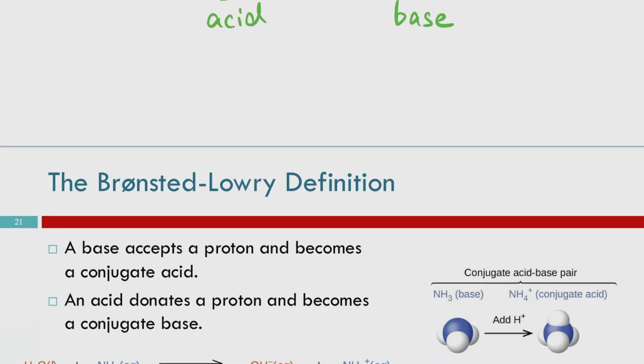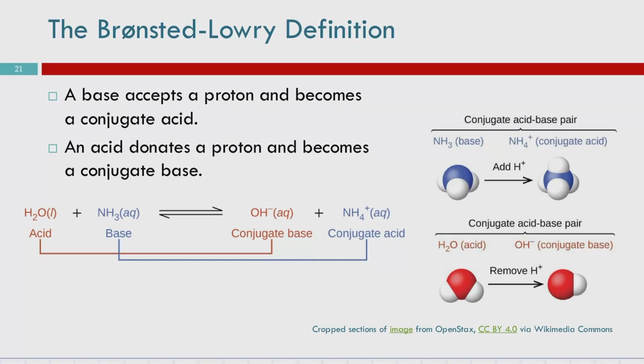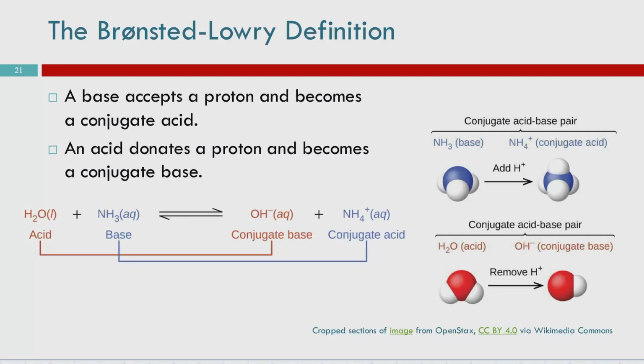We can also see it with these examples. Now we've got some pictures. So a base, like the ammonia that we saw earlier, can pick up an H plus to become a conjugate acid. The acid, in this case water, can donate H plus to become the conjugate base.